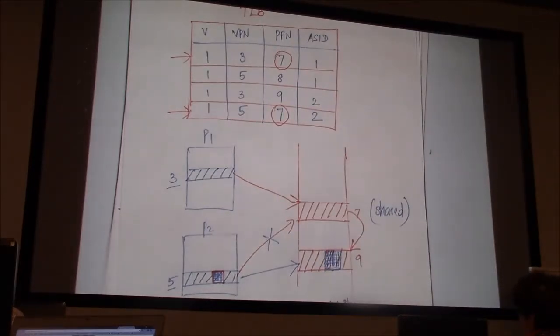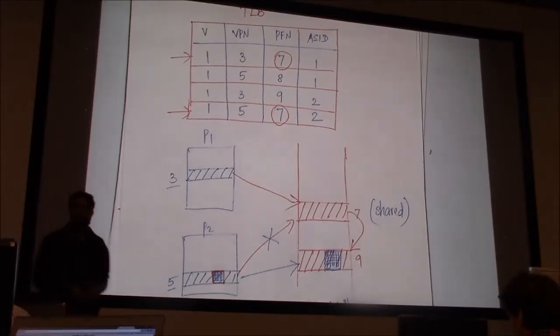Okay, any questions about this? This is how we solve the problem of speed. The simple paging mechanism was very slow compared to a mechanism that does not use paging. So this is how we really solve this particular problem using TLBs.